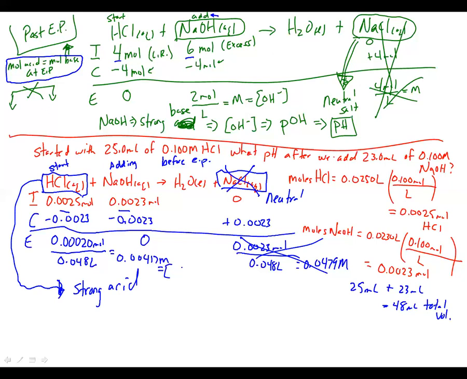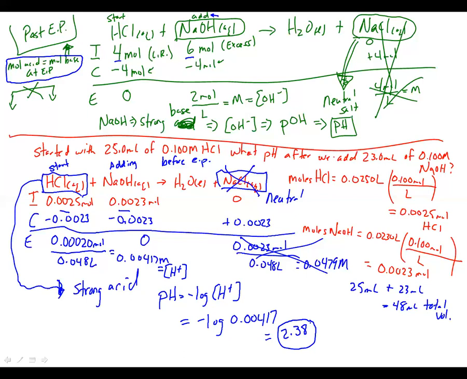Since this is HCl, it's monoprotic. That is my H plus concentration, which means I now could go directly into my pH equation with my new concentration: minus the log of 0.00417. That gets me a pH of 2.38 at this point in the titration.